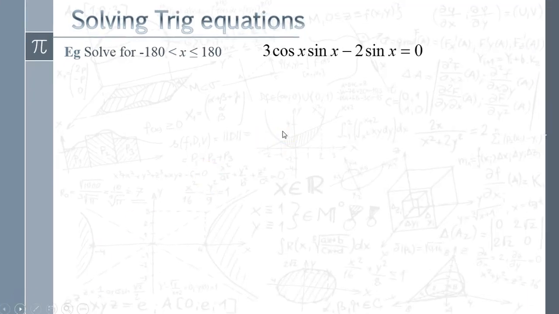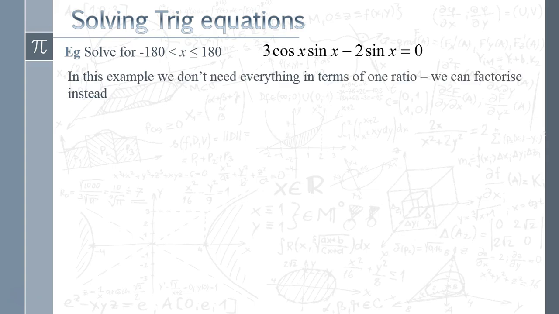Now, this one doesn't look particularly like a quadratic, but we can use similar principles, and there's a bit of a twist, so you've got to be a bit careful with these kinds. So here we go. Previously we said that you need everything in terms of one ratio. Well, technically speaking, you don't with this one, because what you can do is say, okay, well, if I've got that, I can simply factorise it. So take out sine x, and we've got sine x coming out of that first term, gives us 3 cos x, and then the minus 2, so there it is factorised.